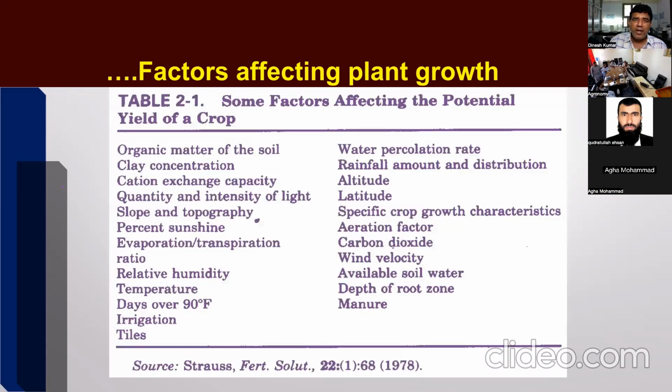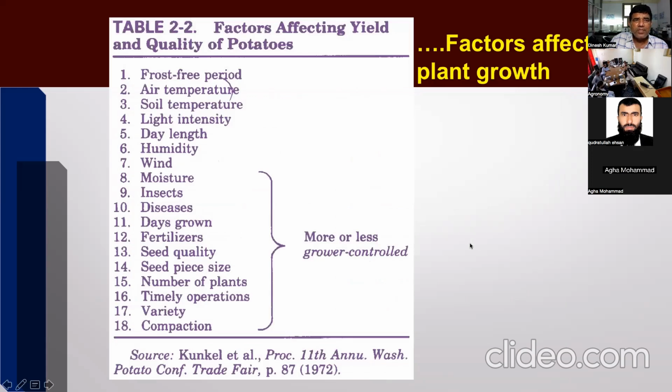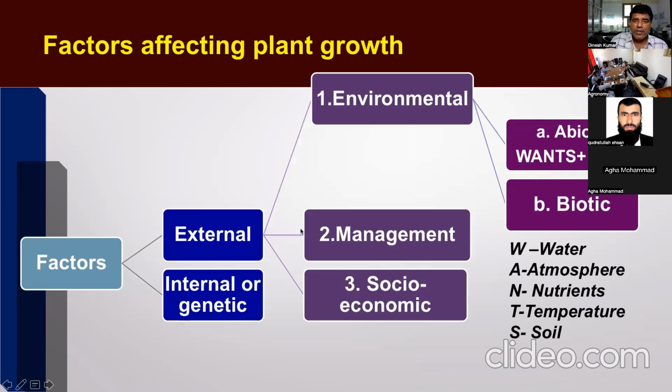Now you see many people have given different lists of factors. For example, here Strauss has given a number of factors that affect the growth of the plant. You can read them later. You can see there are more factors, a number of factors. So you can go through it. But for the convenience of the students, I have made this picture so that you can easily understand how many factors affect the plant and how these factors are classified. This is good for the students.